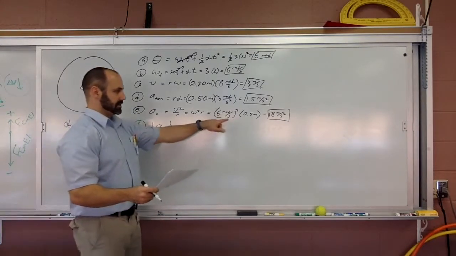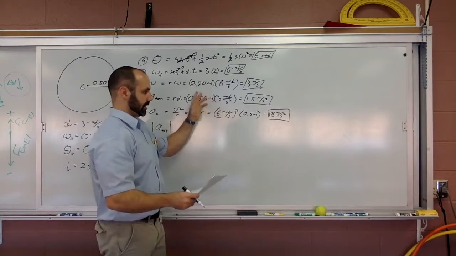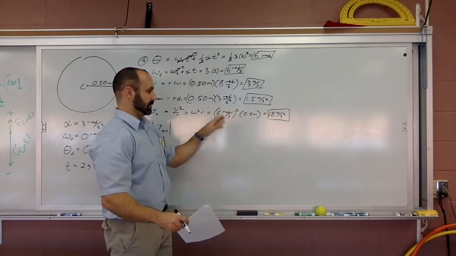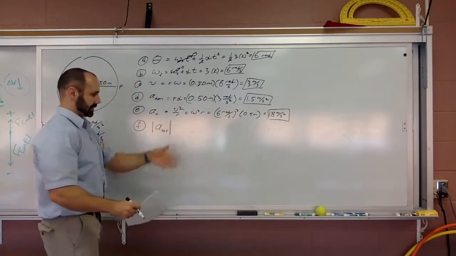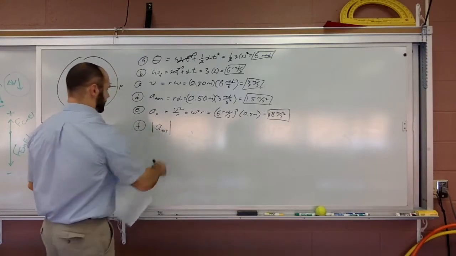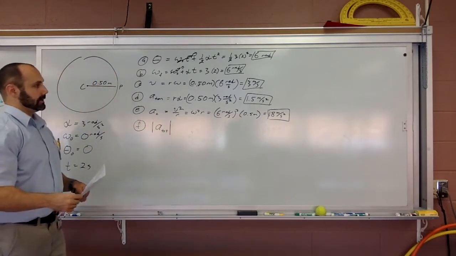Pay attention to the units. You get seconds squared here, radians squared, but we don't really care about the radians. Multiply by meters, and we get meters per second squared like we want.